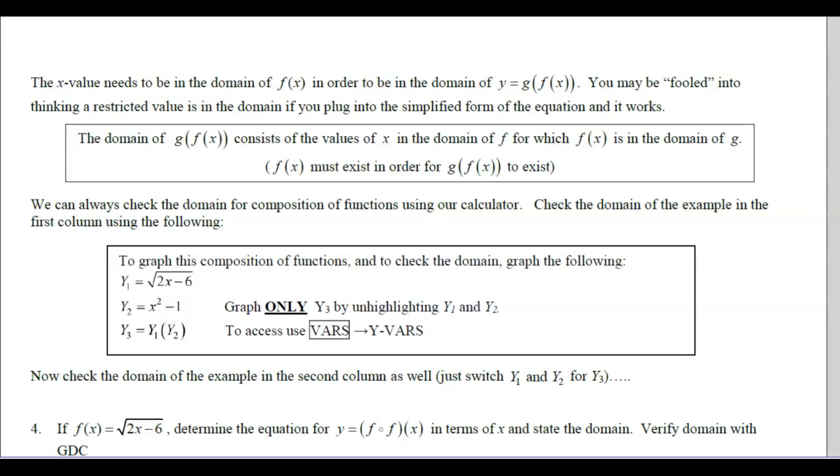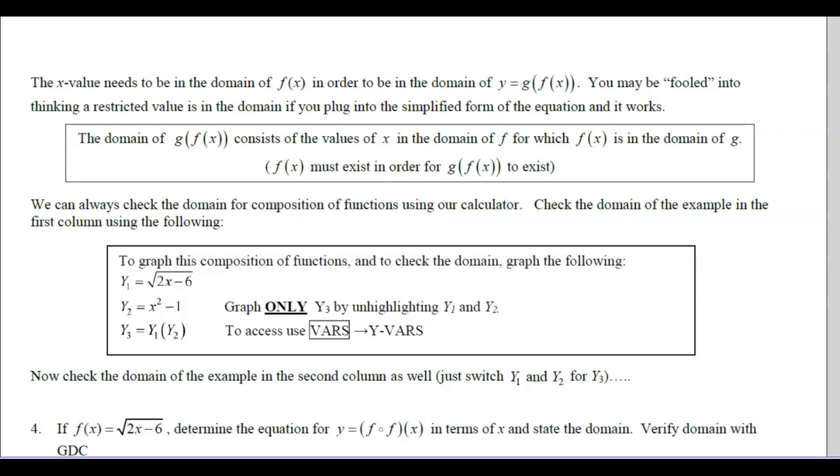So just to summarize, the x value needs to be in the domain of f in order to be in the domain of g of f of x, right? So starting from the inside out. You may be fooled into thinking a restricted value is in the domain if you plug into the simplified form of the entire equation. So you just have to think about it.